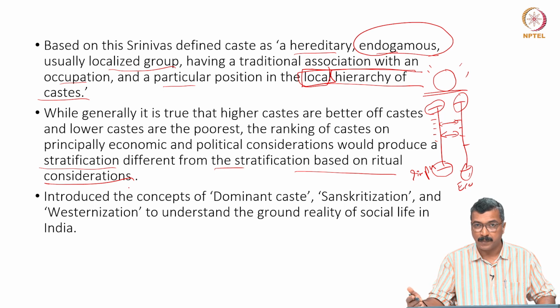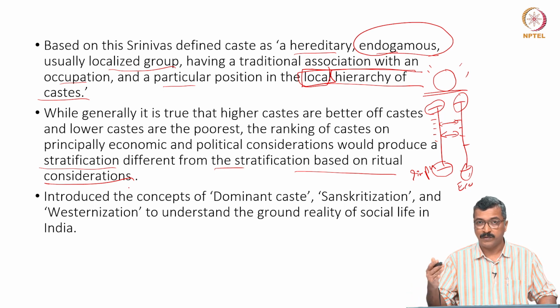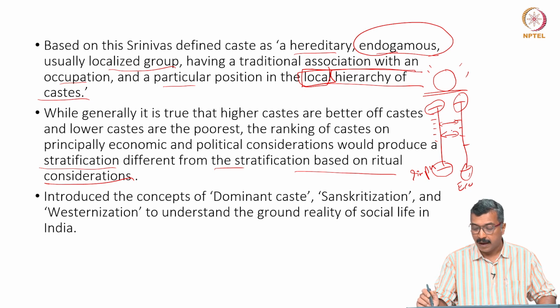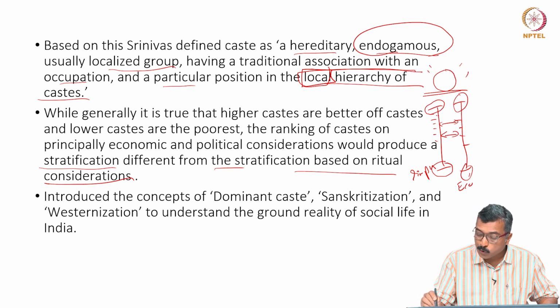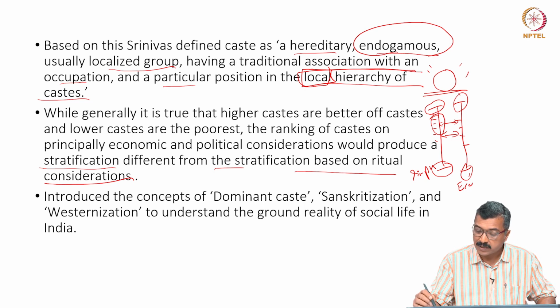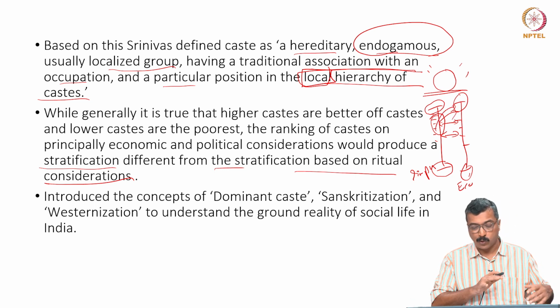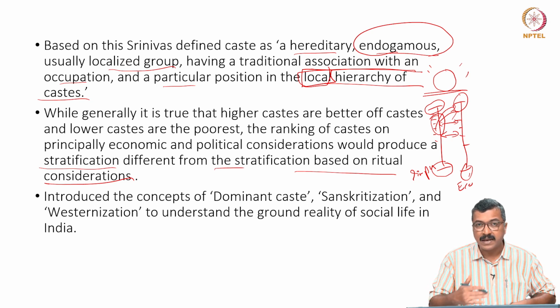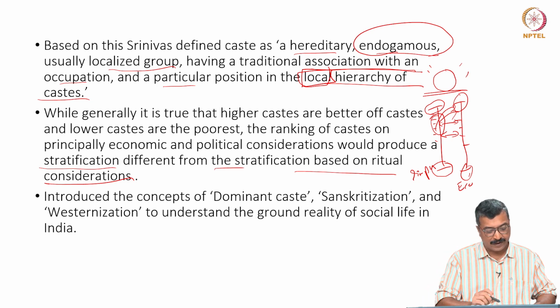It does not get replicated exactly, because you will find quite a lot of upper class people who could be poor, and many times those who occupy the position just below that of the Brahmins tend to be more economically well off than even the Brahmins. So unless you take the specificities of a local context and analyze how it works, it's going to be quite difficult.